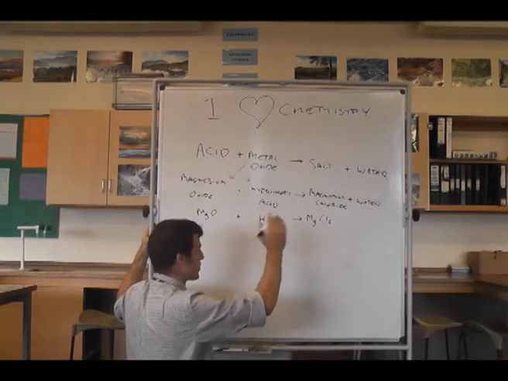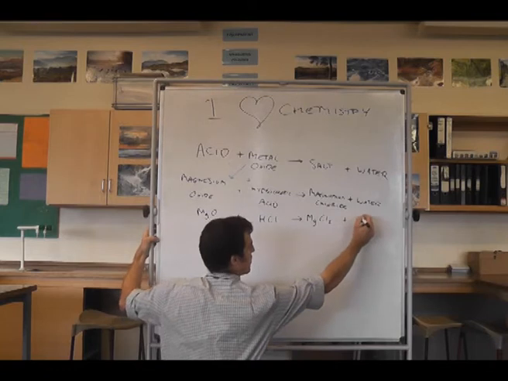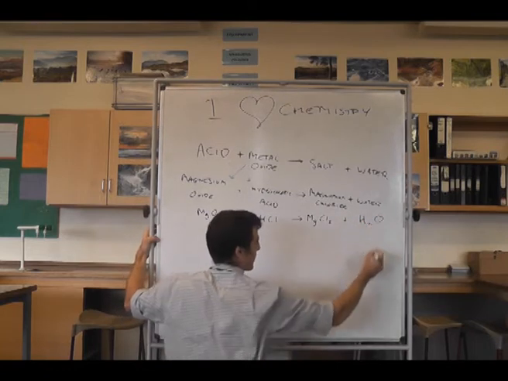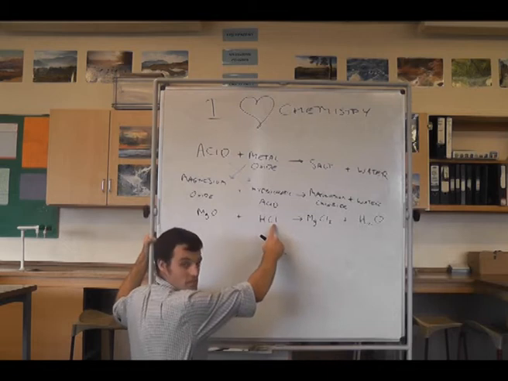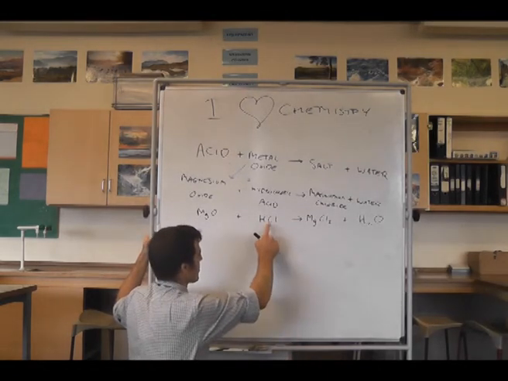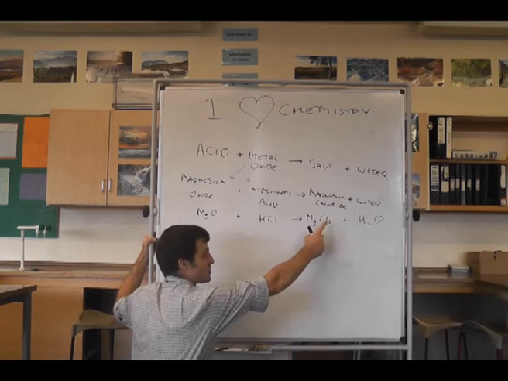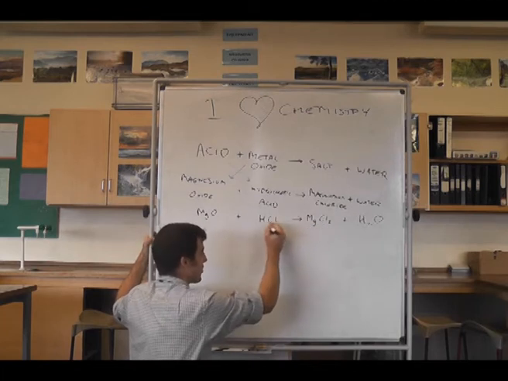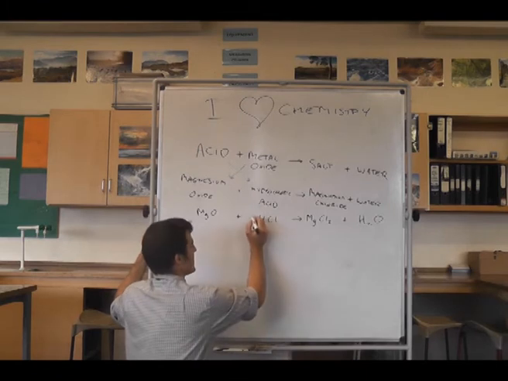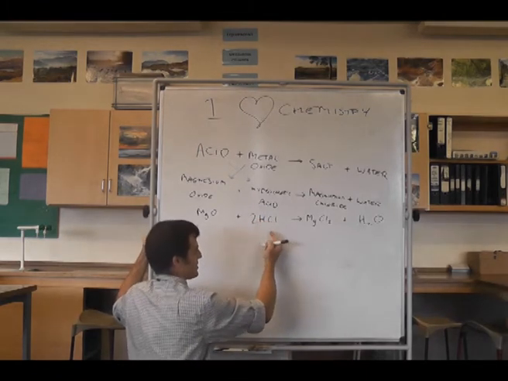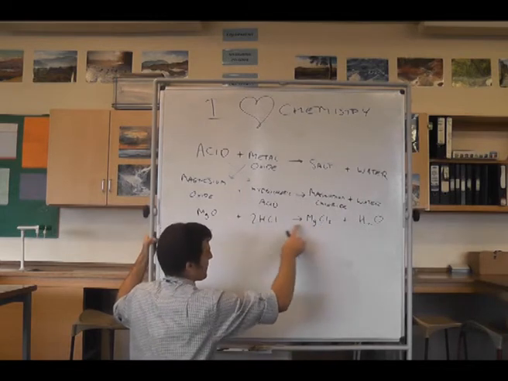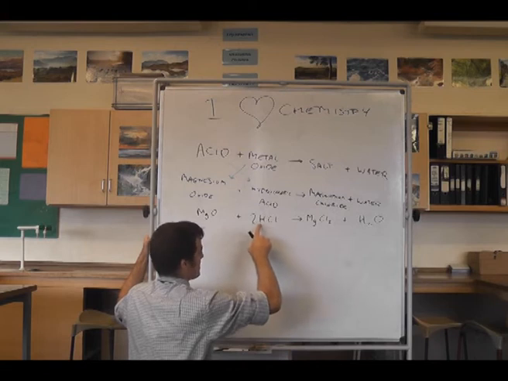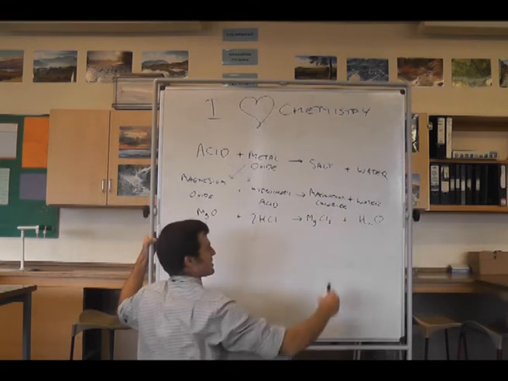We don't worry about balancing until we've got the formulas correct. Plus water, and we know water's H2O. Now we come on to balancing. A good place to start is the chloride ions. On the whole left-hand side, there's only 1. On the right-hand side, I need to have 2. I'm not allowed to change the little numbers once I've got them correct. So I need 2 hydrochloric acids, 2 of these HCl molecules. That gives me 2 chlorines, and I'm happy there. It also gives me 2 hydrogens, and I've got 2 hydrogens on the right, so I'm happy there too.